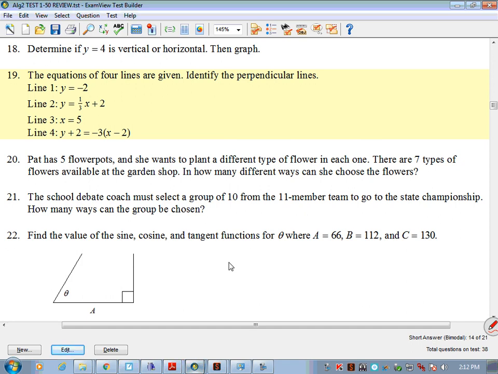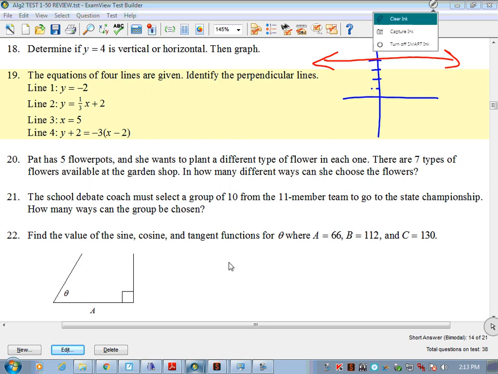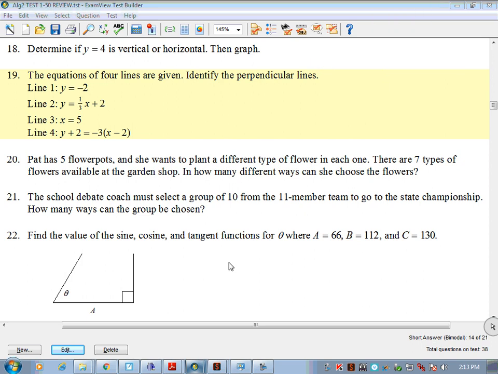All right, number 18. Determine if y equals 4 is vertical or horizontal, and graph it. Folks, what type of line is y equals? Horizontal. If we graph it, we get 1, 2, 3, 4, and then we have our horizontal line coming across just like that. That's the graph, and it's a function because it passes the vertical line test. Success. The line is horizontal.